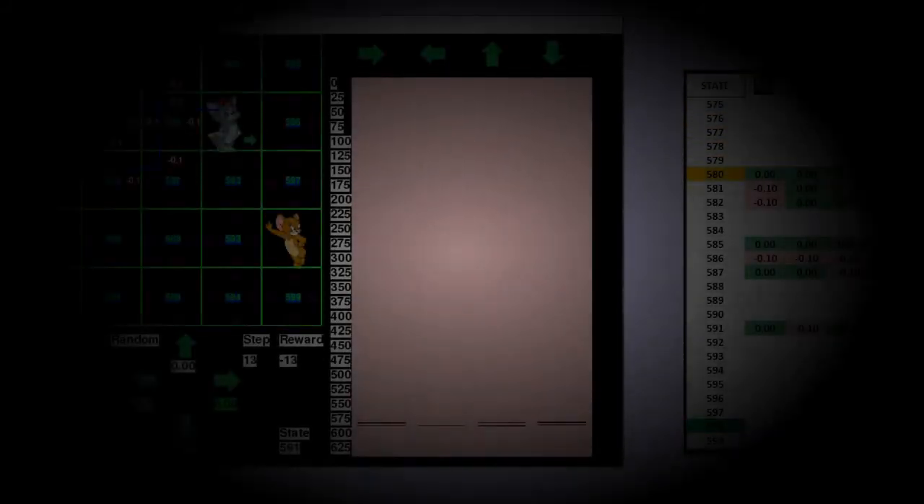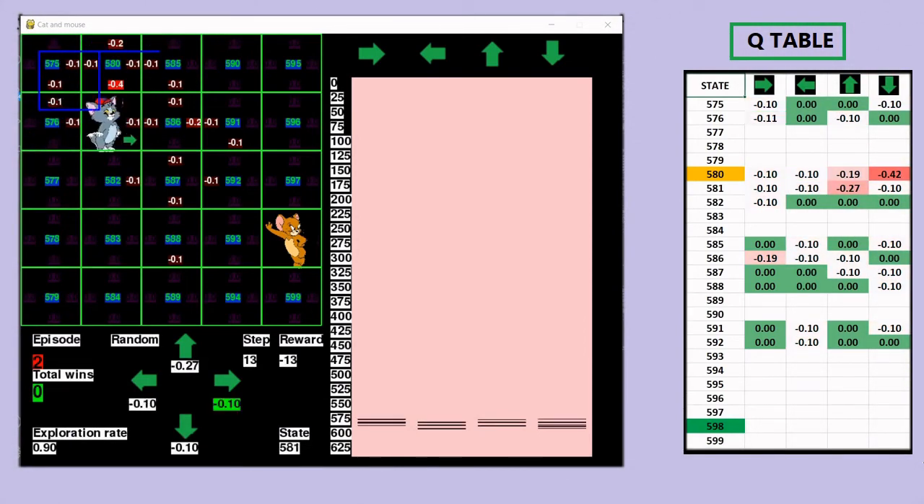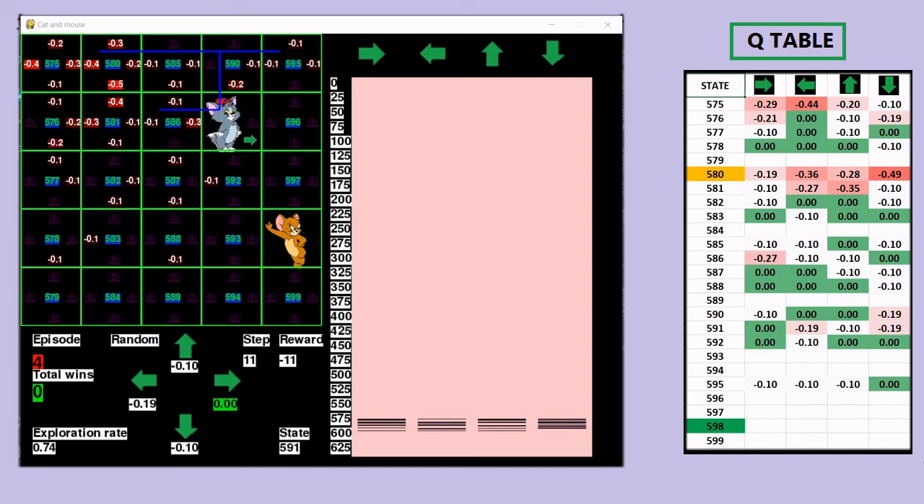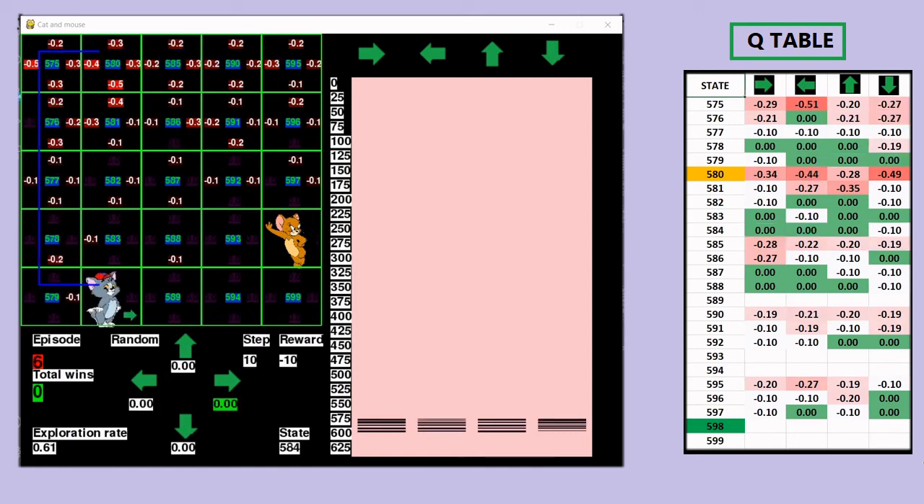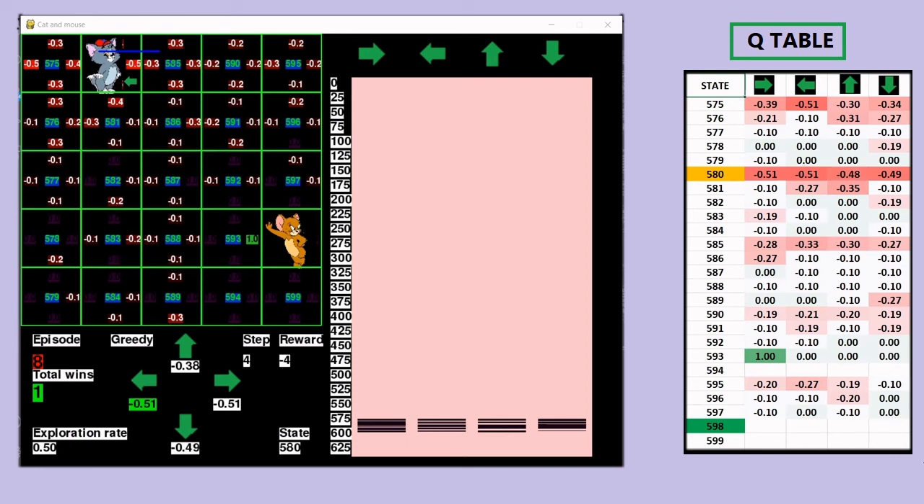Let's see how the updation of Q values happens. Start state for the agent is fixed to 580 and the goal position is set to 598. For every cell, the state value is present in the center and the corresponding state action pairs are present in the 4 directions. You can notice that the agent has started taking random actions as the exploration rate is high. While the agent takes these random actions, the Q values for these state action pairs start becoming negative as they do not yield a positive reward.